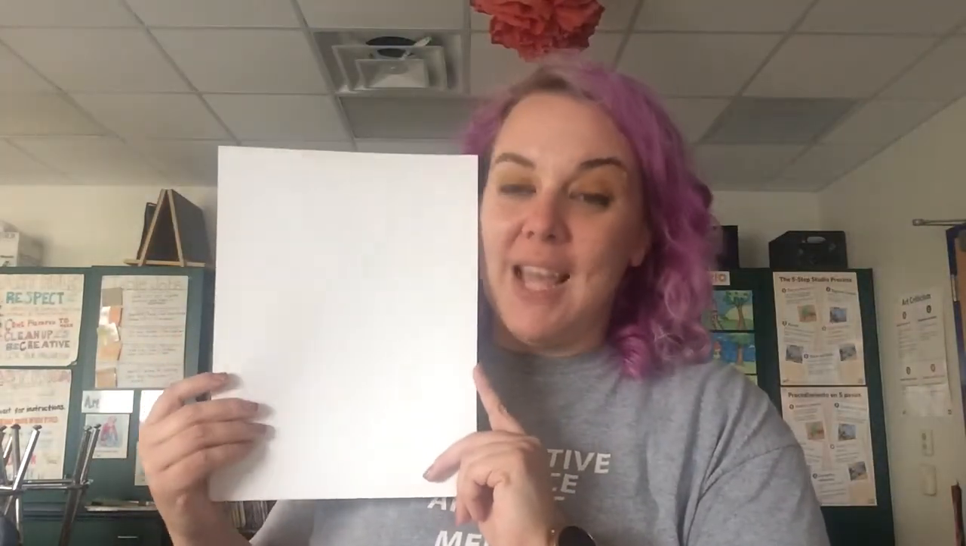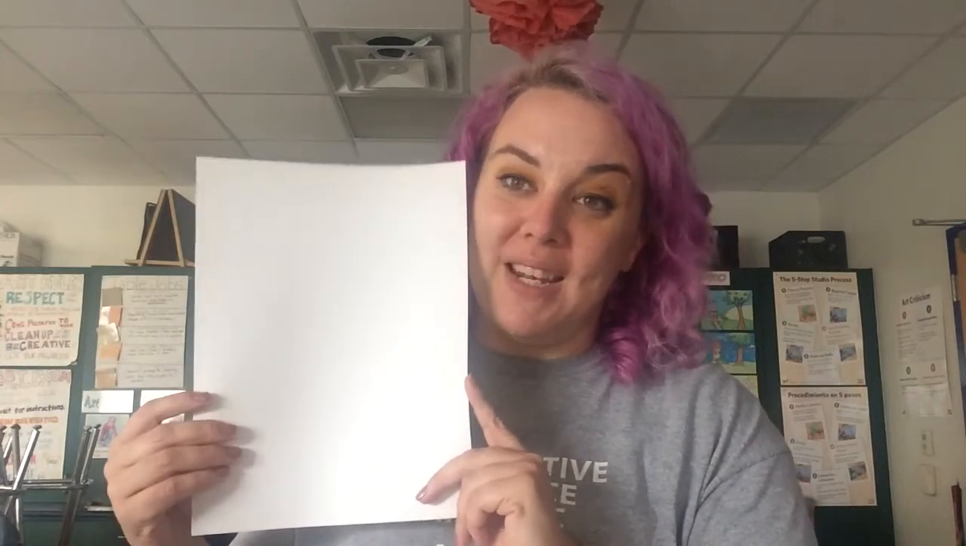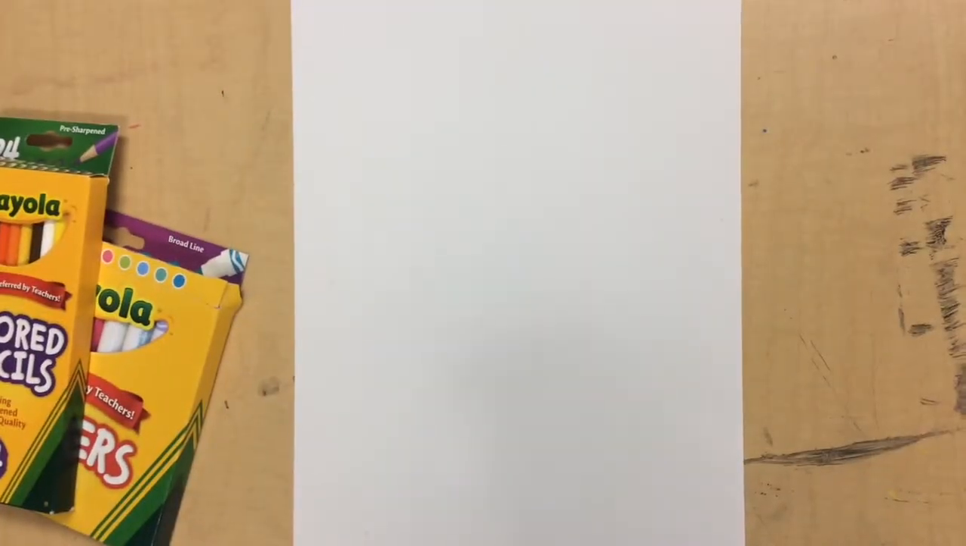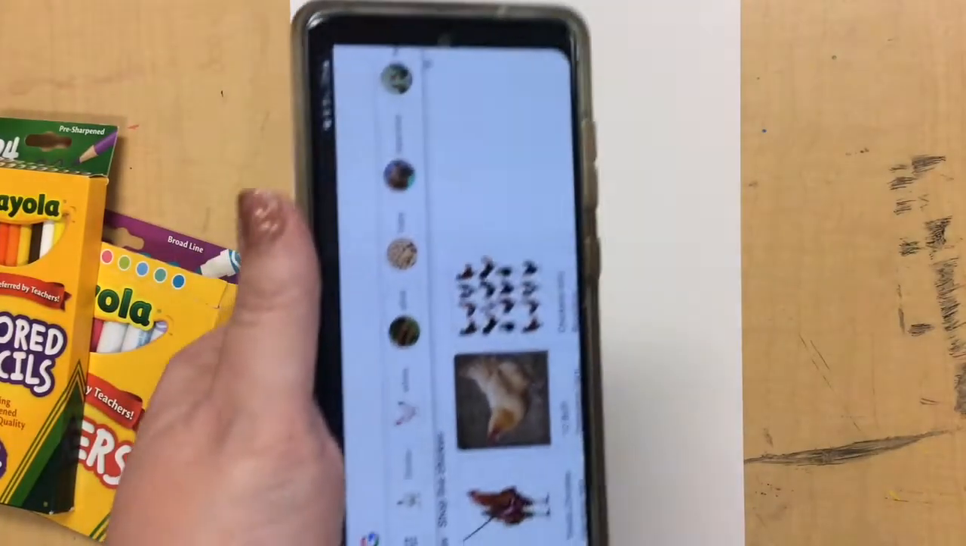We're going to need a piece of paper. Today, this will be a page in our book. It's a 9.5 by 12 sheet of paper, but any size paper you have will work. And then we're going to use markers and colored pencils or crayons to create our letter design. So gather your materials and meet me back here, and I'll show you how to make an animal letter. Let's get started.